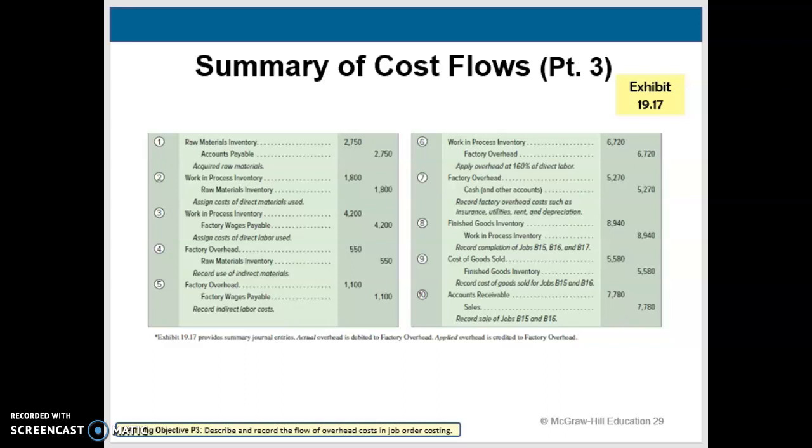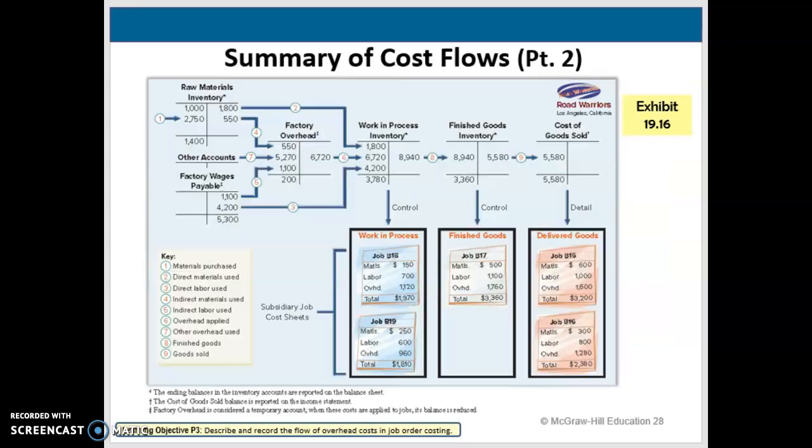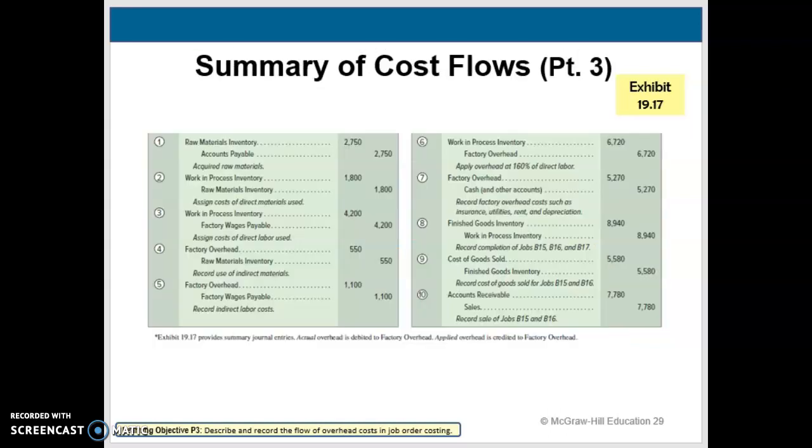Going into the next summary of cost flows, we can see the journal entries that are made in March. Each entry is numbered to link with a number on the previous slide. So if we go back, we can see that number 1 links back with number 1 here, and 2 through 10 do the same thing. It also shows that our journal entry to record the sales is recorded in number 10. So we see that sales on account, where we debited accounts receivable and credited sales, just like we would have done in chapter 5 a long time ago.